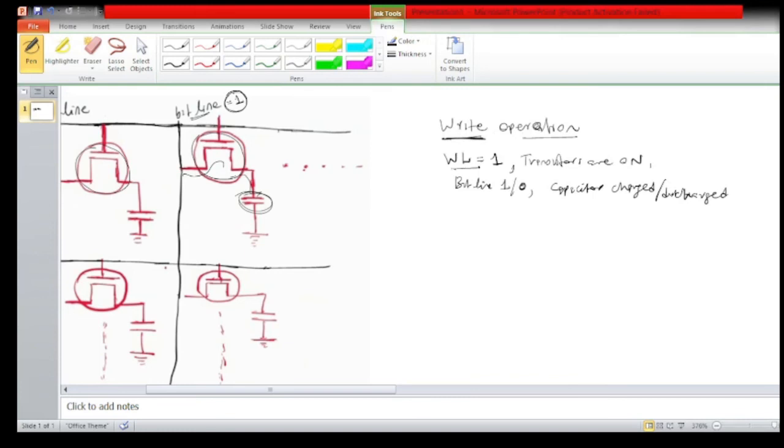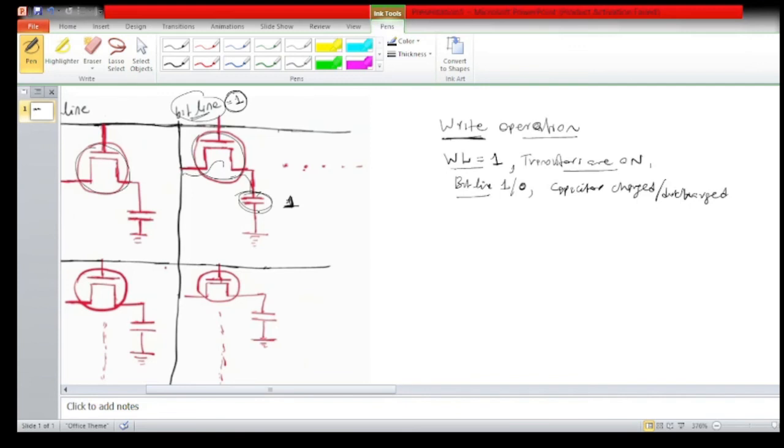So we have to consider the word line as 1, so that the transistors are on, and then you consider the bit line either 1 or 0, whatever you wish to enter into the memory. If it is 1, then the bit line has to be 1 or the higher potential. Then the capacitor will be charged, and it will hold a charge equivalent to the state of 1.